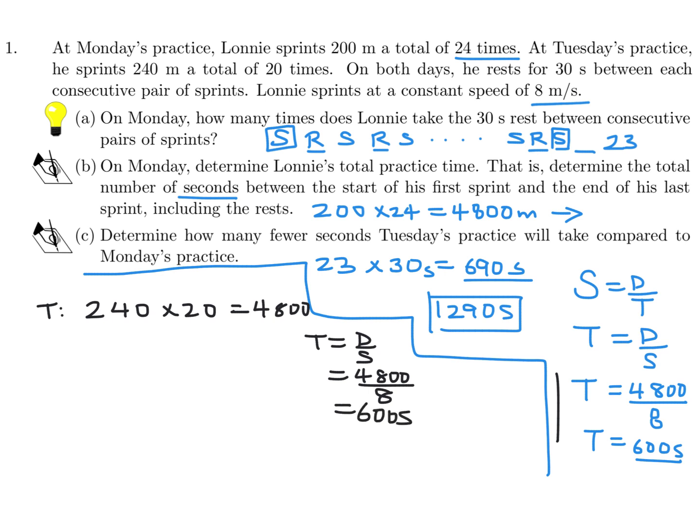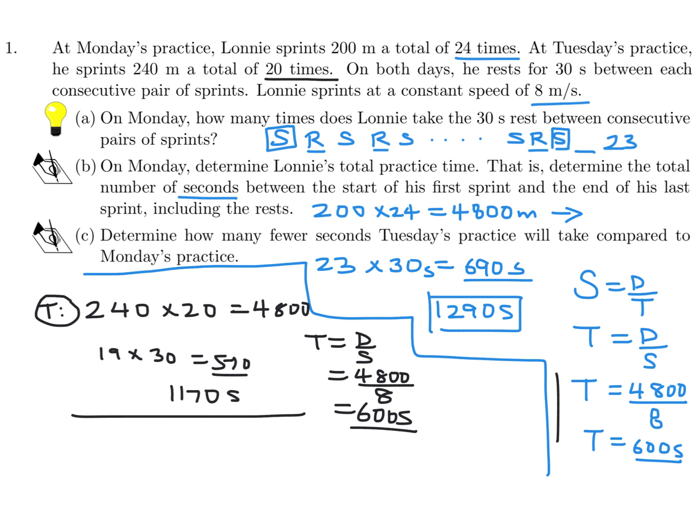And then we also have to figure out the rest. Now, it's 20 times, so there's 19 rests, and each of those is 30 seconds. So that's 570. So we got those two, and we get 1,170. So that's Tuesday's story. And then Monday's story, I think we already did, right? This was Monday. Yeah, so I don't have to calculate it again. So the difference, Monday and Tuesday compared, is 120 seconds. That's what answers the question.